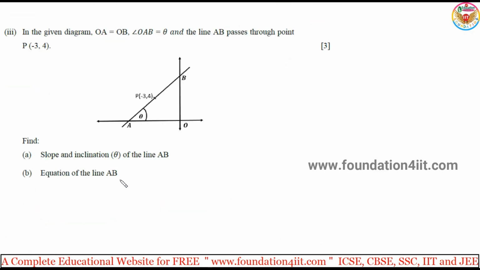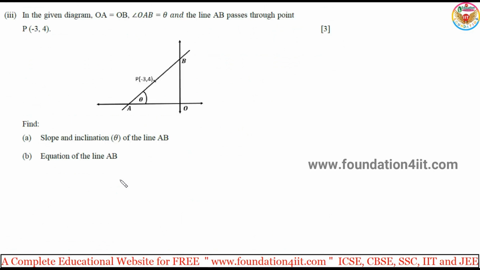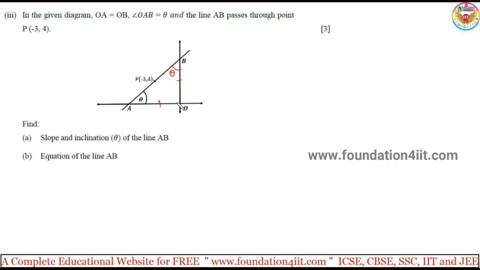The next question, the third one. In the given diagram, OA is equal to OB. Okay, OA and OB are equal. Angle OAB is theta and the line AB passes through the point P (minus 3, 4). Here, when two sides are equal, their opposite angles are also the same. So this also is theta now.